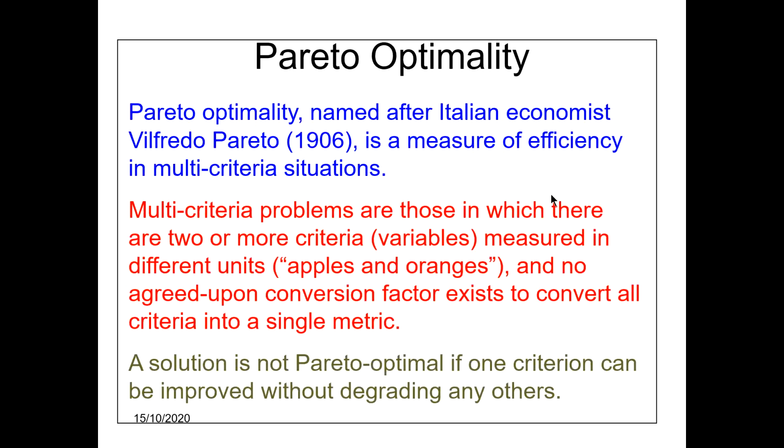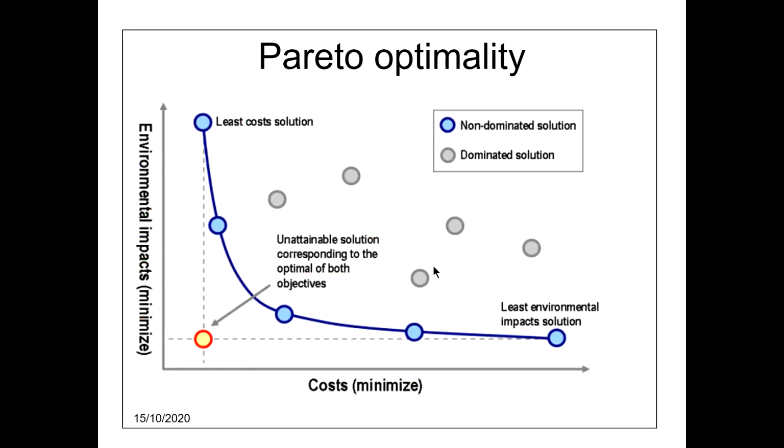So no agreed upon conversion factor exists to convert all criteria into a single metric. A solution is not Pareto optimal if one criterion can be improved without degrading others. I will explain this with an example, with the help of a characteristic. This type of characteristic indicates Pareto optimality.